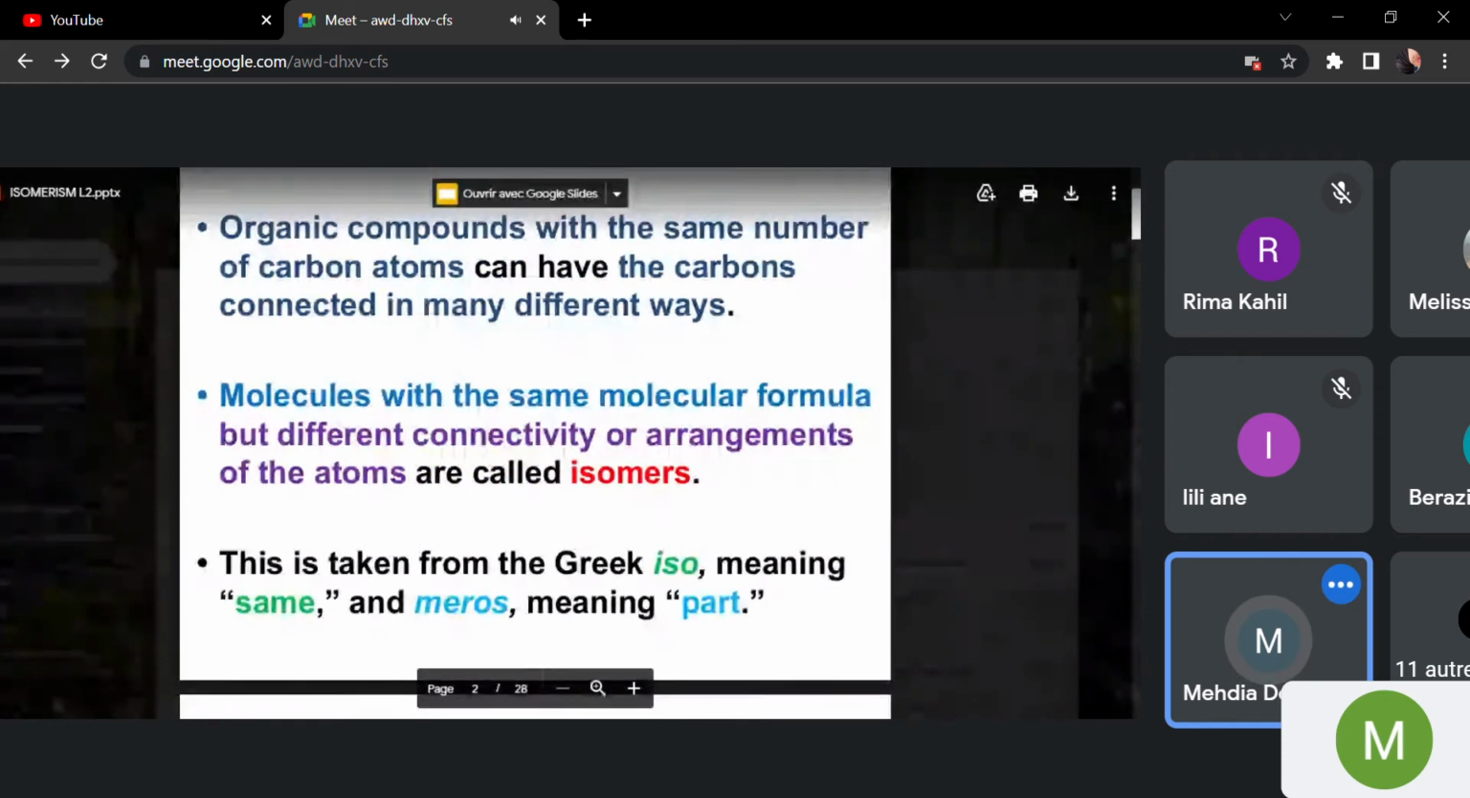Okay, so isomerism is about organic compounds with the same number of carbon atoms. Can we have the carbons connected in many different ways? Molecules with the same molecular formula but different connectivity or arrangements of the atoms are called isomers.